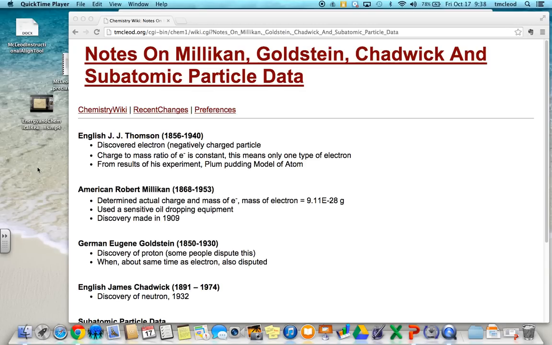And then the main subatomic particle that we've talked about up to this point is J.J. Thomson. As you saw in your video, through the use of a cathode ray tube, he came up with the concept of what he called corpuscles, which are negative particles emanating from atoms, which we call electrons.